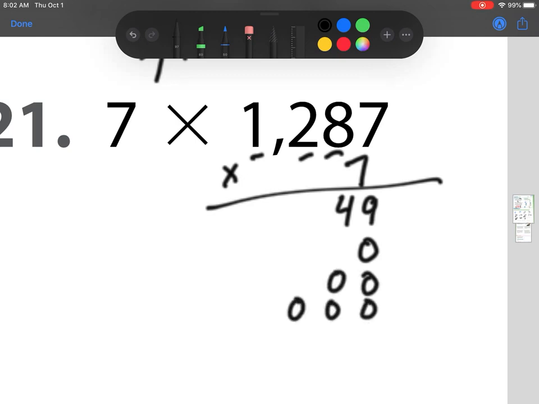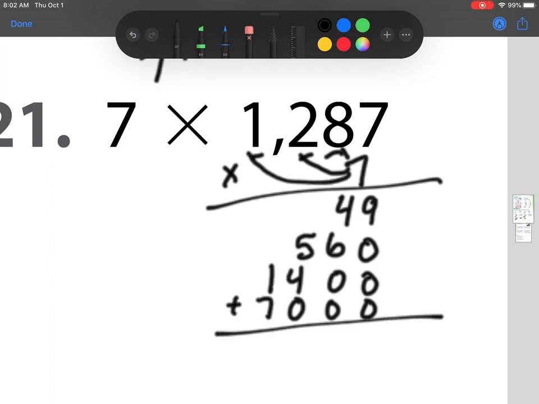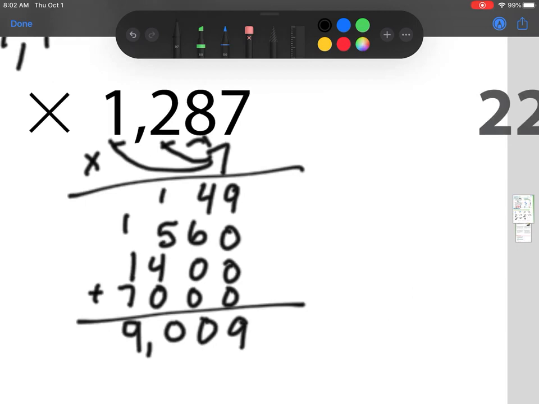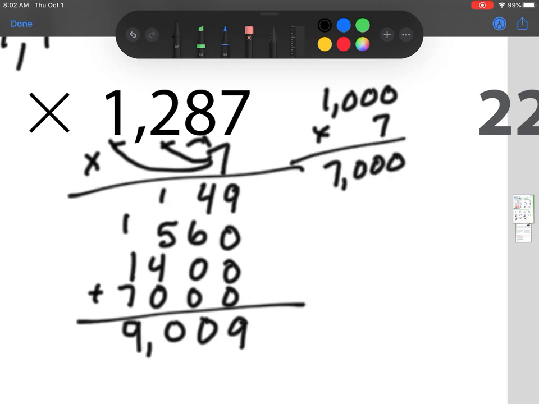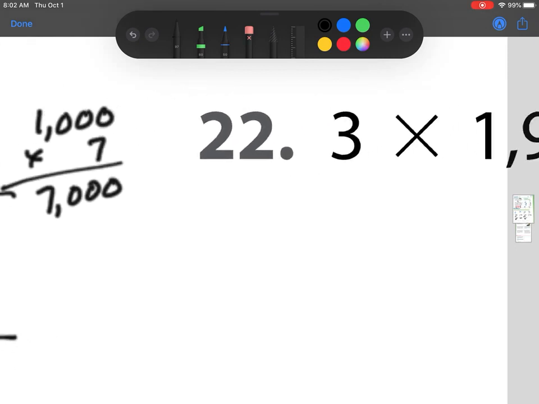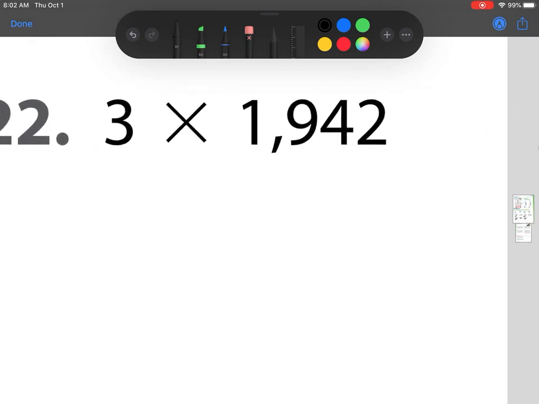Because notice now I'm going to start on the place value I should every time. 7 times 8 is 56. My next one is 7 times 2 is 14. And lastly, 7 times 1 is 7. So let's add them up, see what we get. We get 9,009, and let's check our estimate. So this is close to 1,000 times 7, which is 7,000. So it's close. 7 is close to 9, so I think my answer is good to move on.